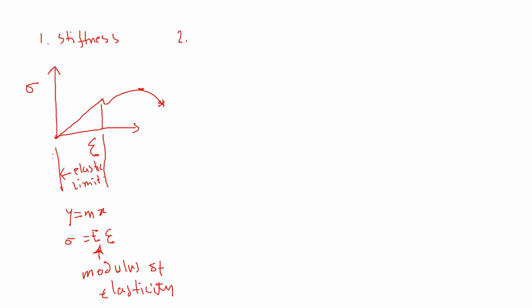Number 2 is the strength. Now strength is not just one single parameter. As we have discussed, this point is a yield point, and then we have yield strength, and then this is an ultimate point. This one is a fracture point. So the strength property of a material is defined by yield strength, ultimate strength, or fracture strength.